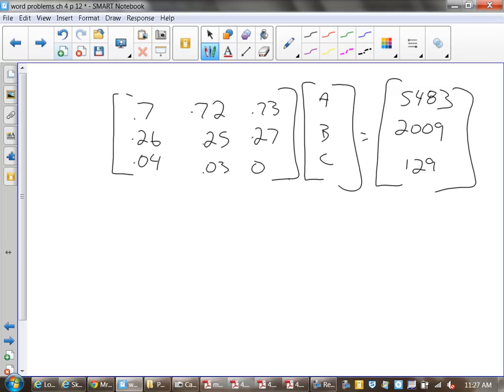Once again, in order to solve for A, B, and C, what button do you press on your calculator? You use the inverse again. You will get some nasty looking numbers, but remember, they're just talking about something in grams. They're talking about something with a decimal point at the end.